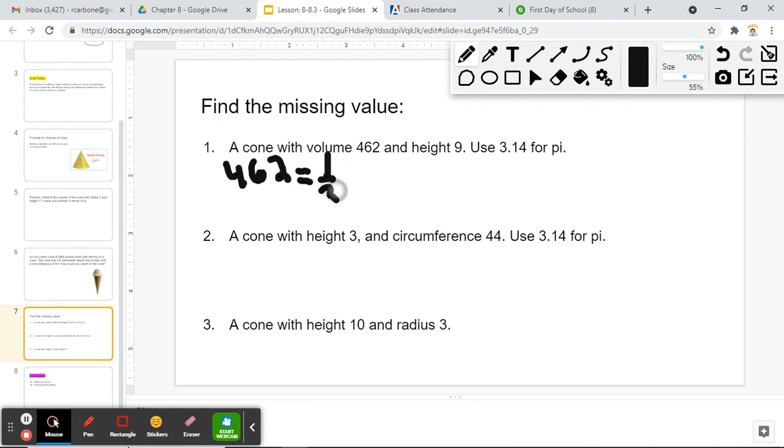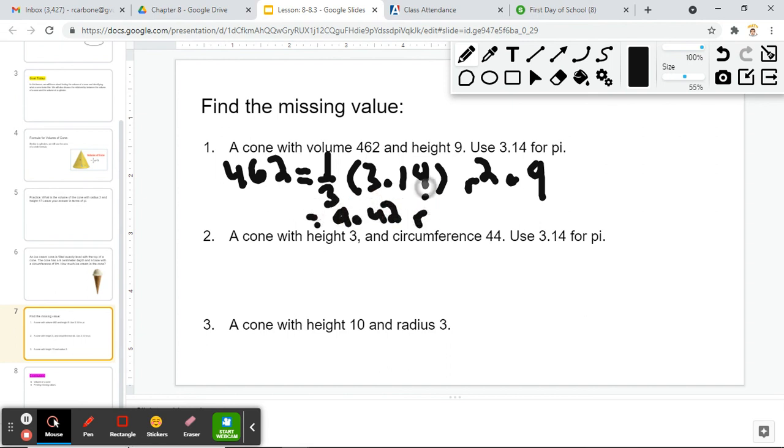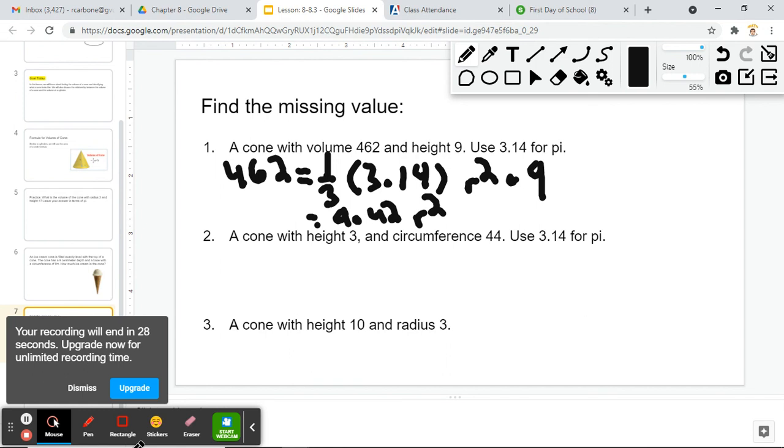We want to find the radius here. So this is going to be equal to 1/3 times 3.14 times r squared times 9. So we're going to multiply this all together here: 3.14 times 9 times 1/3. That would be 9.42. So this would be equal to 9.42 times r squared. Now we need to divide both sides of our equation by 9.42. So 462 divided by 9.42 would be equal to 49. And then lastly, the square root of 49 would be equal to 7. So that means here r is equal to 7.